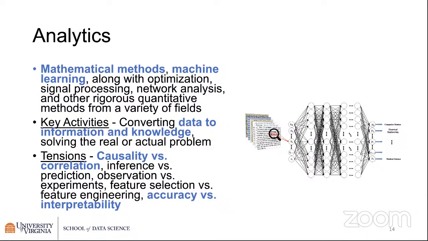The tensions here, there are many of them. Again, I'm mentioning just a few. One of the big ones that people talk about a lot is causality versus correlation, and whether we need causality or whether we can be satisfied with correlation. Is correlation sufficient for us? Do we really need to drive to causality? Do we need to understand that? Inference versus prediction is another one that's spun out. Prediction has been the new major evaluation methodology that we see in data science, but we continue to rely on inferential methods. Observation versus experiments.